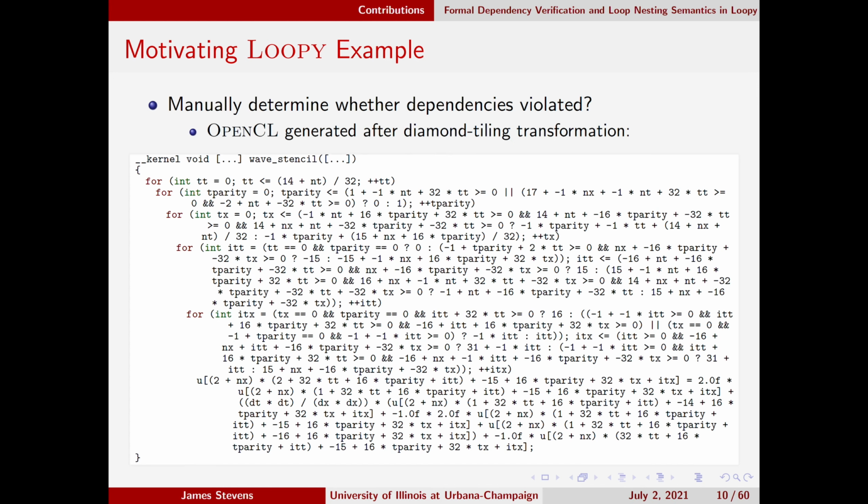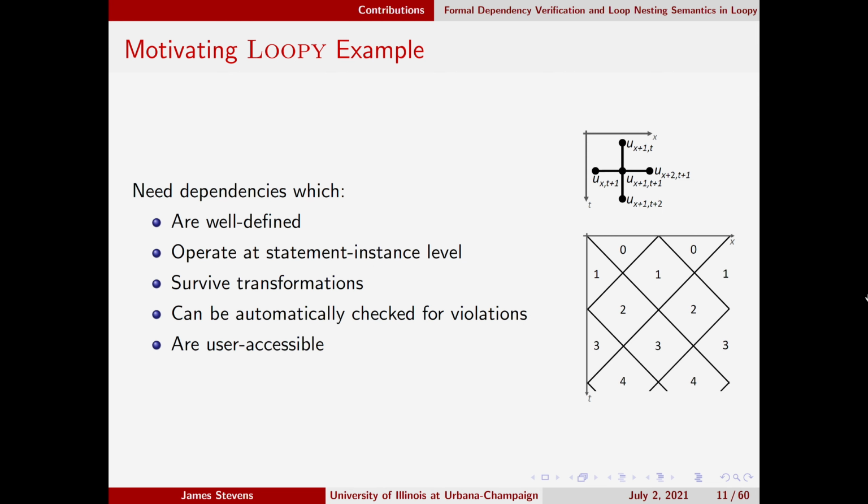And in case you're still hoping to detect dependency violations by just looking at the source code, here is a preview of the OpenCL after we apply a diamond tiling transformation. Good luck. So this example illustrates the importance of expressing dependencies which are well-defined, operate at the level of statement instances, that survive transformations, that can be automatically checked for violations, and that are user accessible.